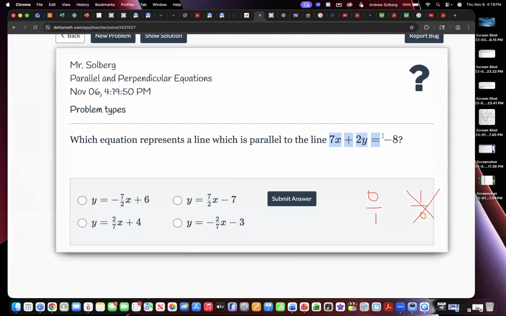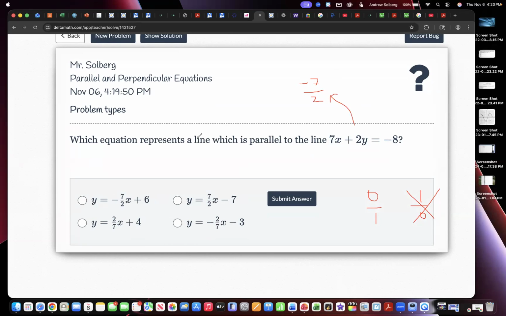Some of these will be in standard form or the answers will be in standard form. For those, you could use the shortcut. Just to go over this one, in front of the x, we have a 7, so change the sign of that. Divide by, in front of the y, we have a 2. So the slope of this line is -7/2.